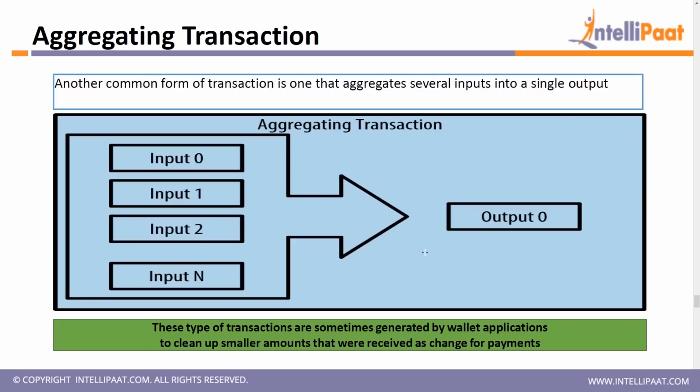Then comes aggregating transactions. These are another common form of transaction, one that aggregates several inputs into a single output. So what happens? Multiple inputs are aggregated and formed into a transaction and sent to output 0 to the output peer or output node. These types of transactions are sometimes generated by wallet applications to clear up smaller amounts that were received as change for payments.